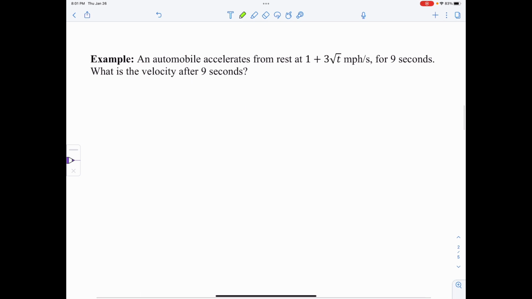Okay, next example. An automobile accelerates from rest at 1 plus 3 root t miles per hour per second. Interesting units. For 9 seconds. And I understand why, because we want to measure our time in seconds here. So, the automobile accelerates from rest at 1 plus 3 root t miles per hour per second.